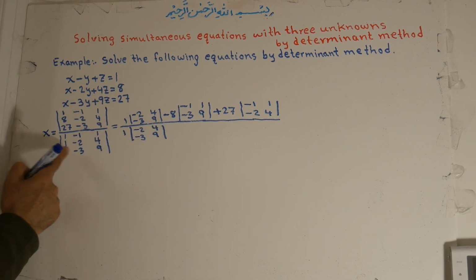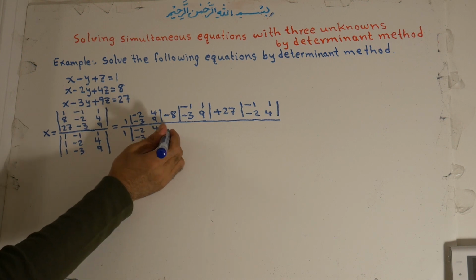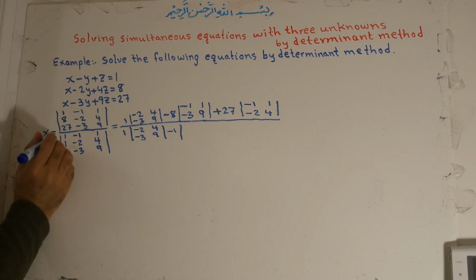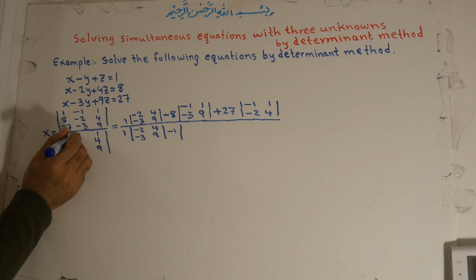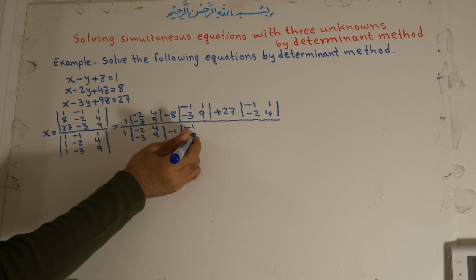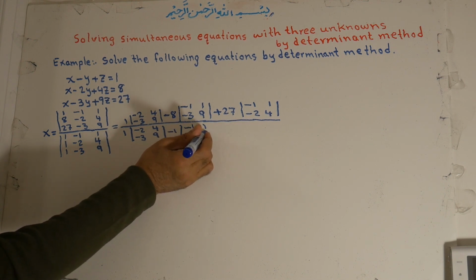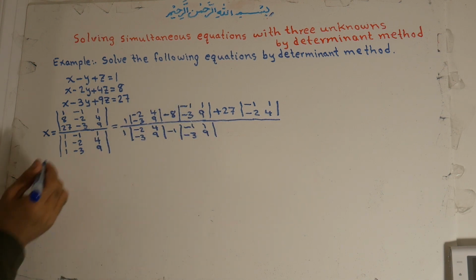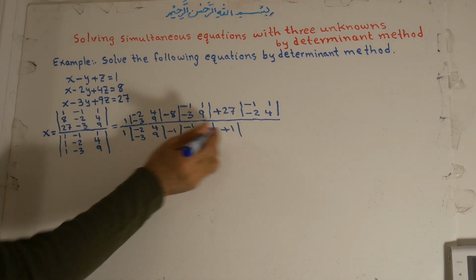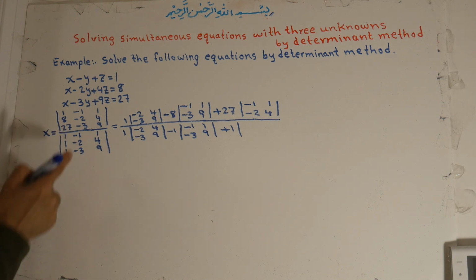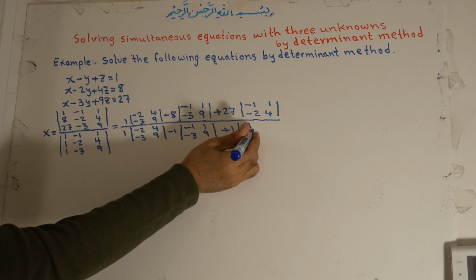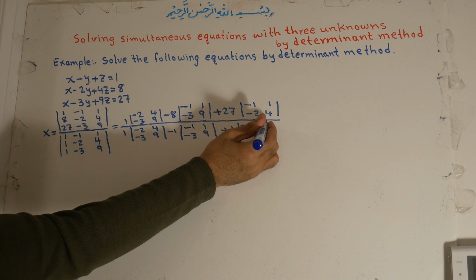For the second one, it is minus 1, the negative sign. We cross out this vertical and horizontal, and there remains minus 1, minus 3, 1 and 9. And the third one, plus 1. If we cross out this, the part remaining is minus 1, minus 2, and 1 and 4.